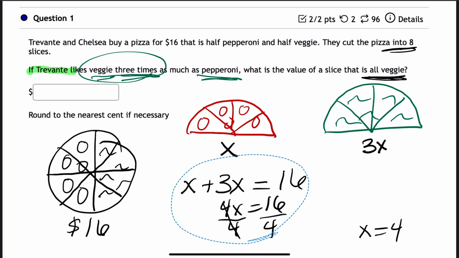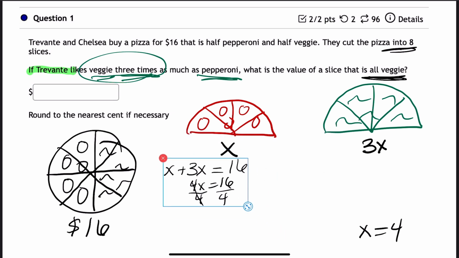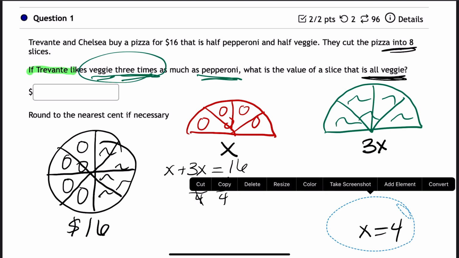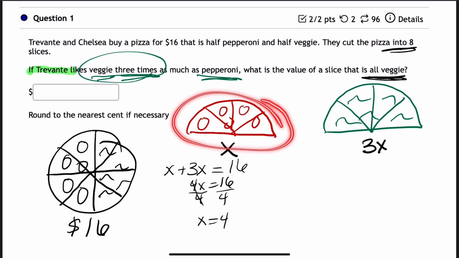So in this case, we can see that Trevante values the pepperoni half of this whole pizza to be worth $4. That whole half is worth $4, which means if this whole half is worth $4 and there are 1, 2, 3, 4 pieces, that means each piece must be worth $1 to Trevante.